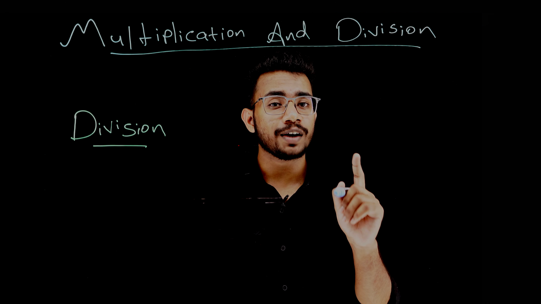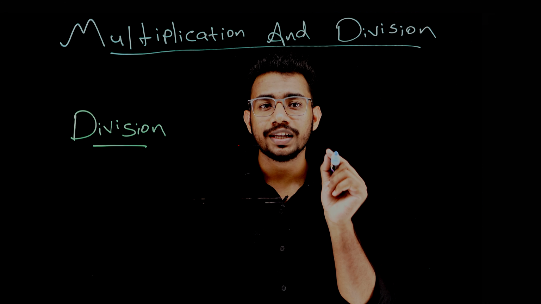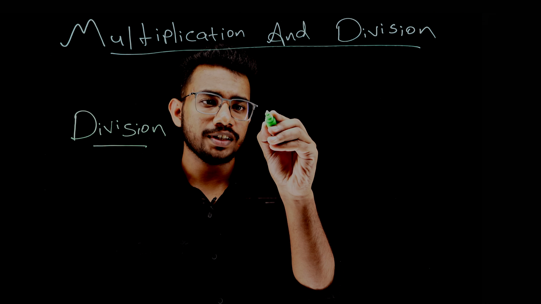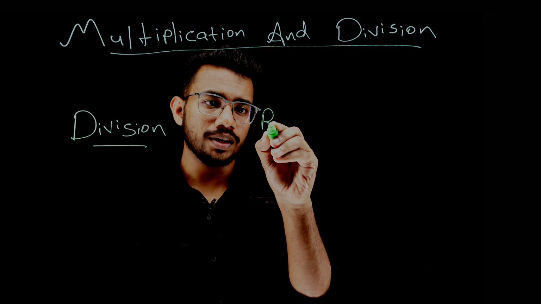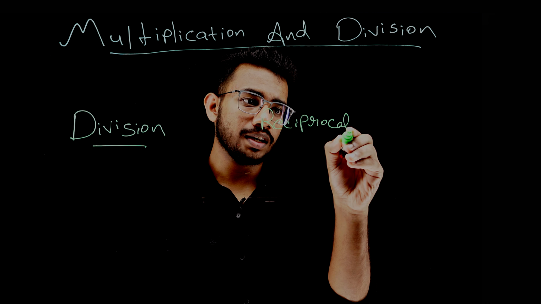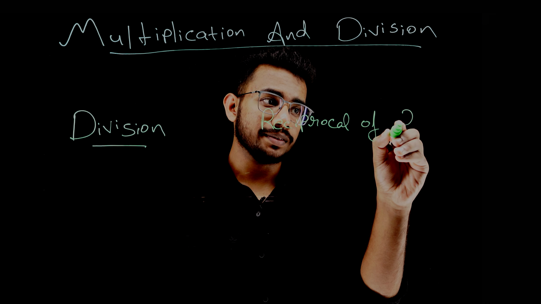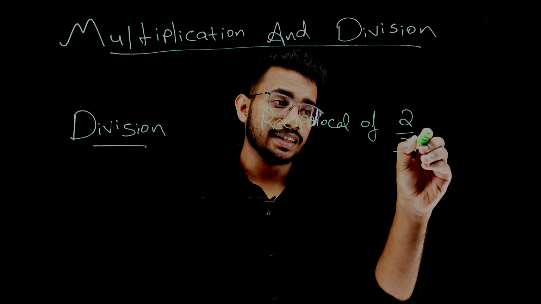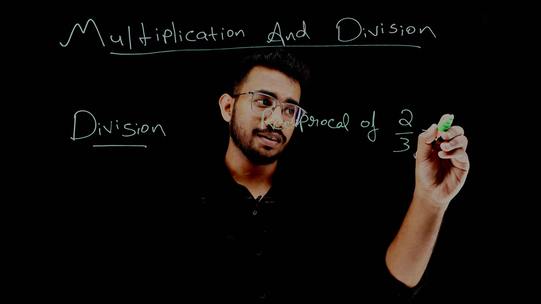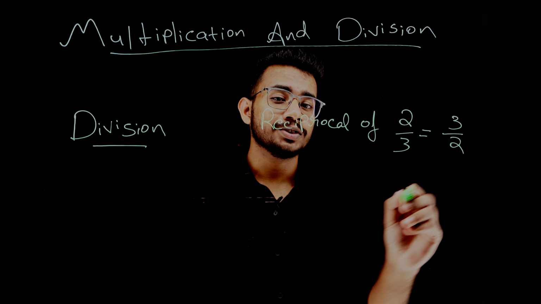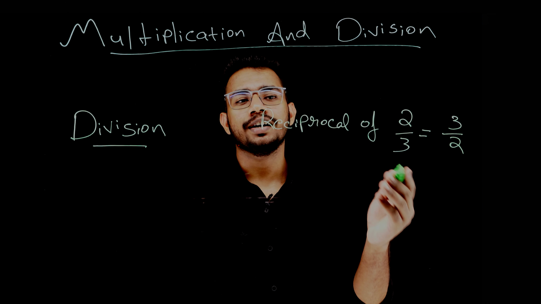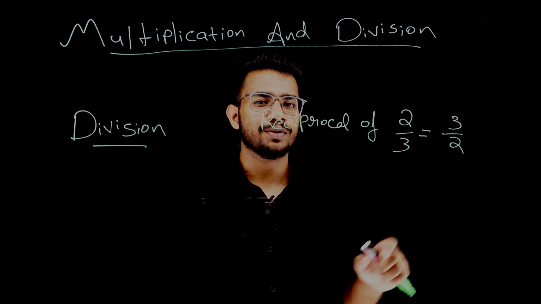And for that, first we have to find out a small idea called reciprocal. So let's say I have a question like this. Find the reciprocal of 2 by 3. And that would be nothing but we just have to flip the numerator and denominator. That would be 3 by 2. So the reciprocal means I just have to change the numerator into denominator and denominator into numerator. That's all we have to do there.